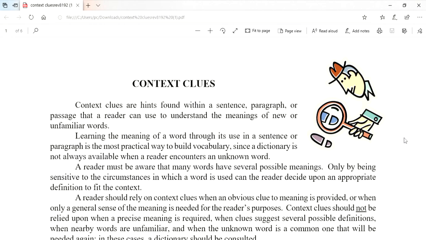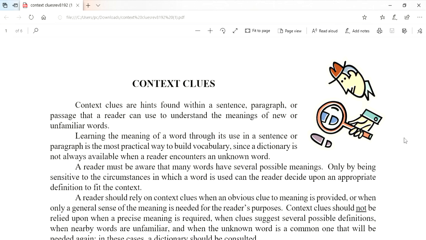Hi everyone, we're looking at context clues. Let's read and see what meanings these things can make to us. Context clues are hints found within a sentence, paragraph, or passage that the reader can use to understand the meaning of new or unfamiliar words.